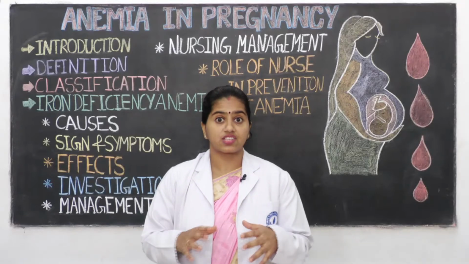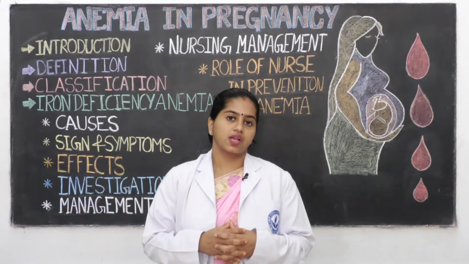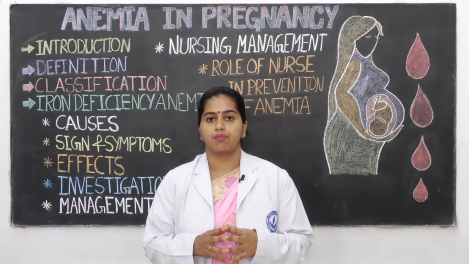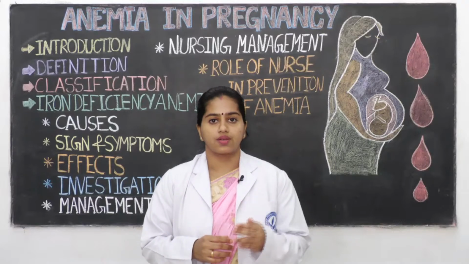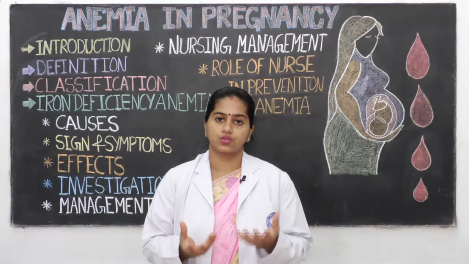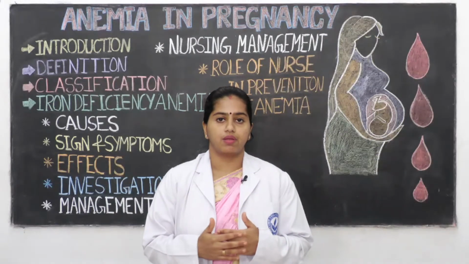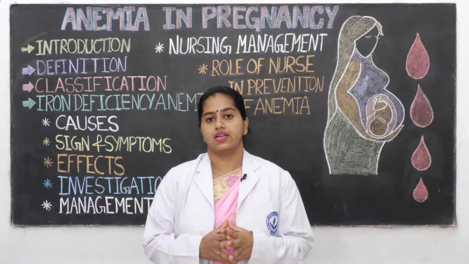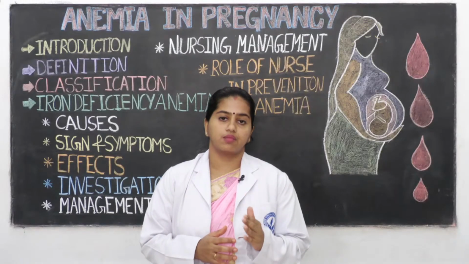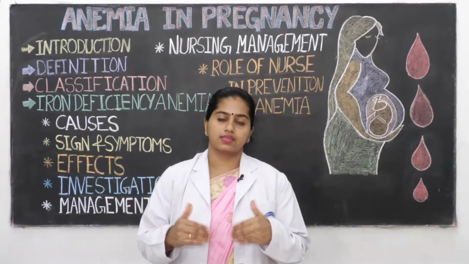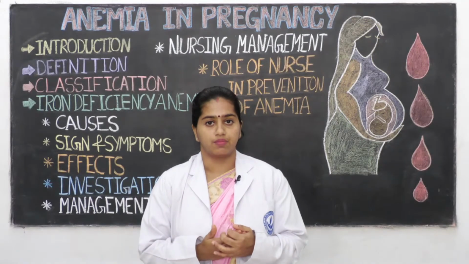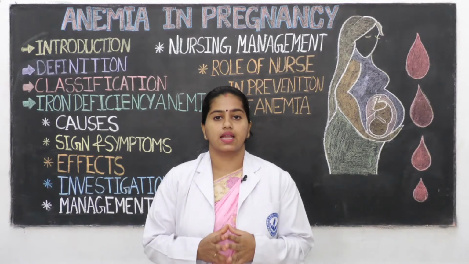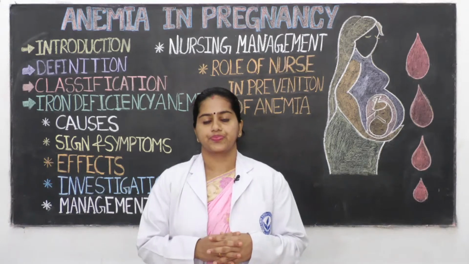The next one is extra demand of iron during pregnancy. In some conditions, like multiple pregnancy, more than one fetus in the uterine cavity, like twin pregnancy, the demand of iron will be more to cope up with the extra demand of physiological changes. So at this time she needs to take more amount of iron. As a result, she can go into anemic status. So these are the major causes for getting iron deficiency anemia.